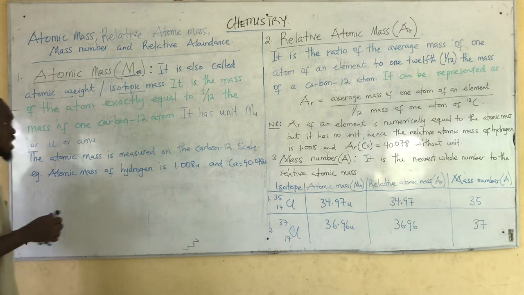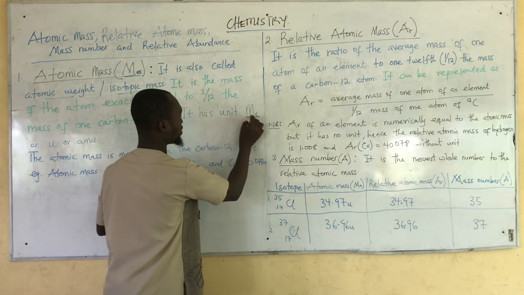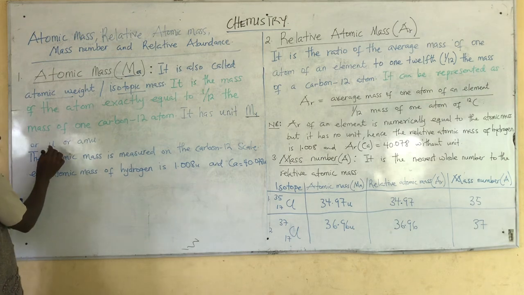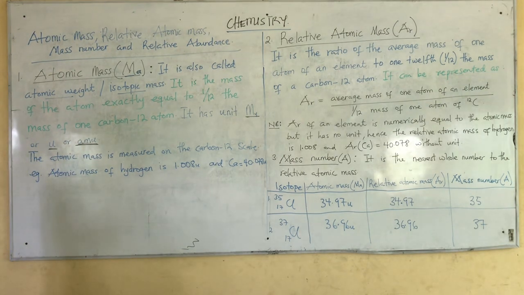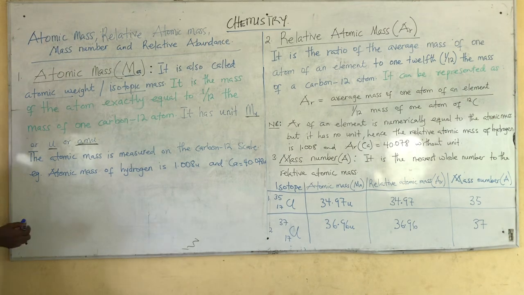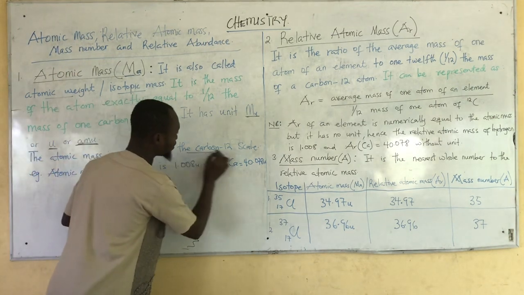It has the unit mu. Atomic mass has the unit mu or U or AMU. That is the unit for atomic mass. When I'm talking about atomic mass, it's just the mass of the atom. Is that okay? Alright.